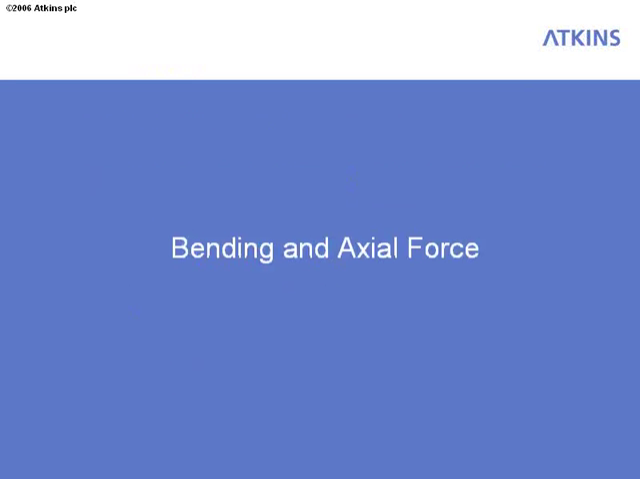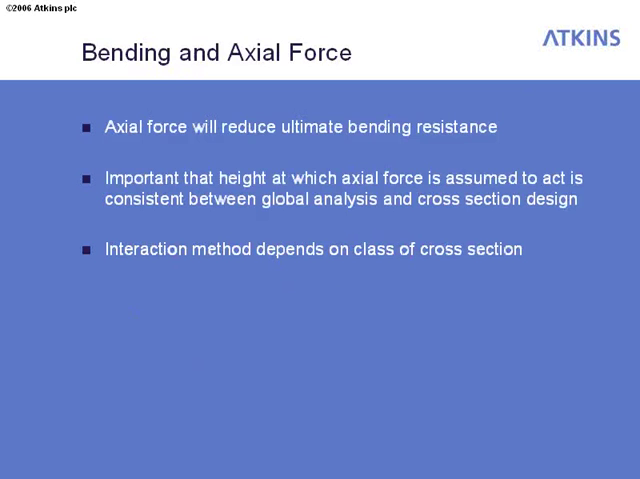Now going on to look at the bending and axial force within the section. Generally speaking, the presence of axial force will reduce the ultimate bending resistance of a cross-section, where the parts that contribute to the bending resistance are also required to resist the axial force as well. If you do have an axial force, it is important to be consistent between the global analysis and the cross-section design, particularly with respect to the height at which the axial force is assumed to act. If the axial force is acting slightly eccentrically to the centroid, you will end up with additional moments being caused by that axial load, and those moments do have to be taken into account in the design.